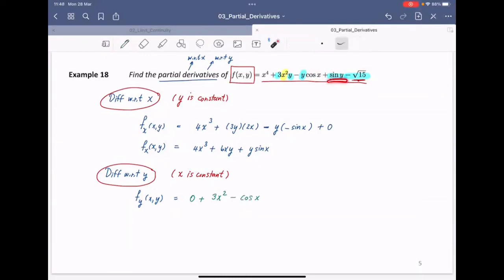And this thing called sine y, differentiate sine y. Now, this is not a constant because y is a variable. So differentiate sine, you get cosine. And then differentiate negative 15, you get 0. Simplify: 3x squared minus cosine x plus cosine y. This is the partial derivative, differentiation with respect to y.